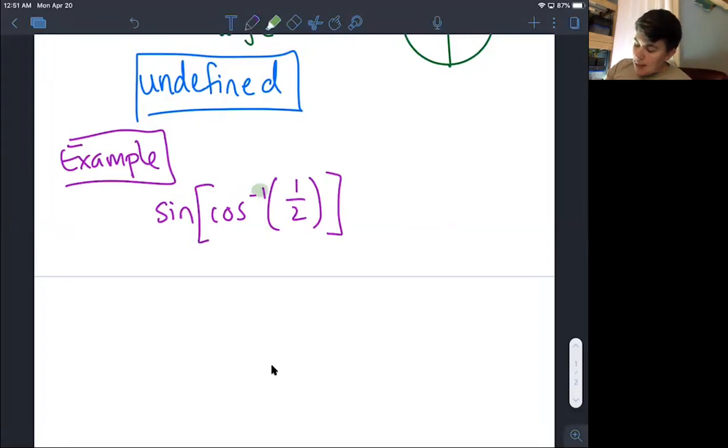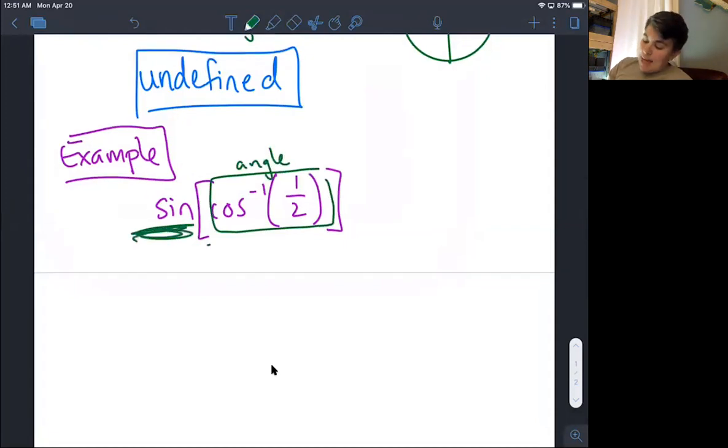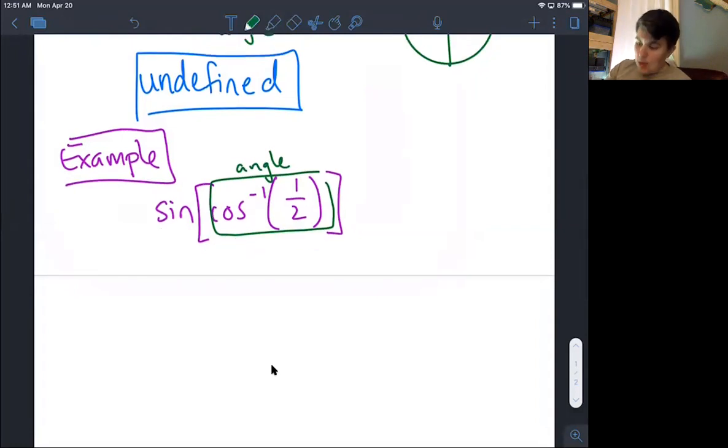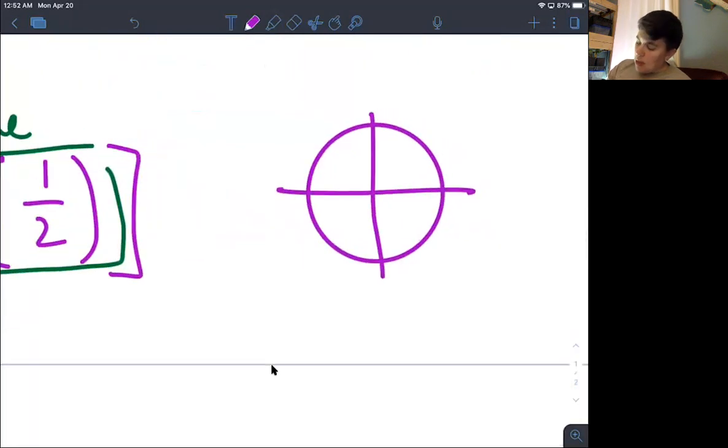So remember, I see this notation and I think to myself immediately, hey self, that means that this whole thing represents an angle. So I'm looking to take the sine of the angle that has a cosine of 1/2. So what we need to do is figure out what angle has a cosine of 1/2. There's my little unit circle. Okay, cosine is the x value. So I'm going to stick to principal values here, because I'm evaluating. I'm not solving, I'm evaluating. So I'm only going to have one answer.